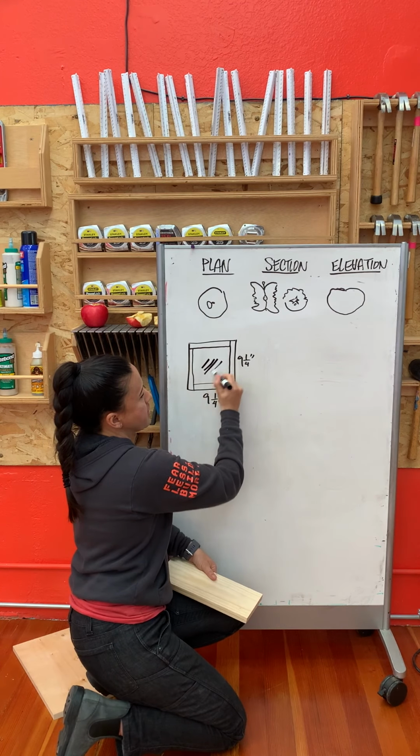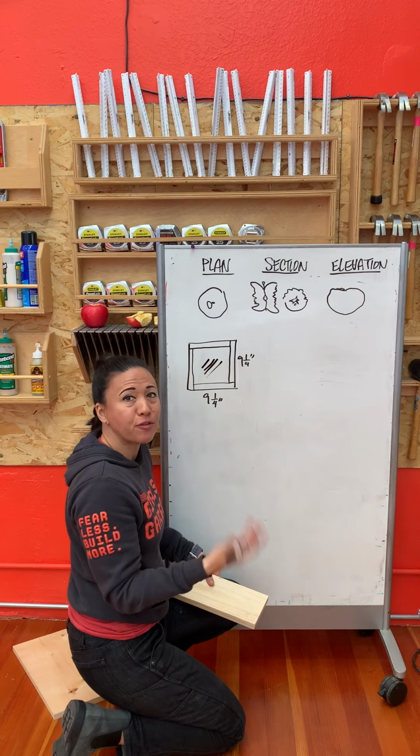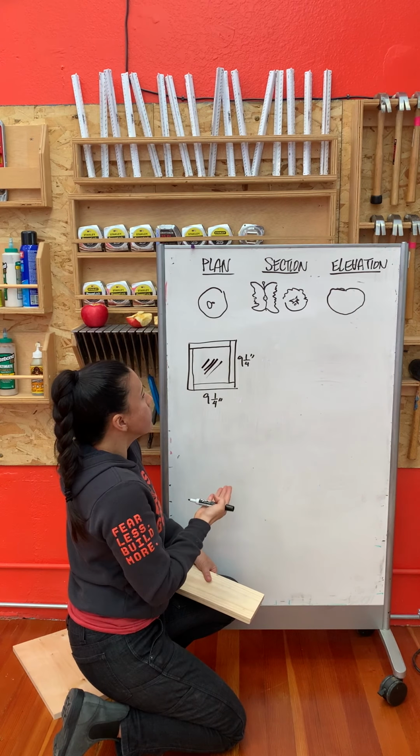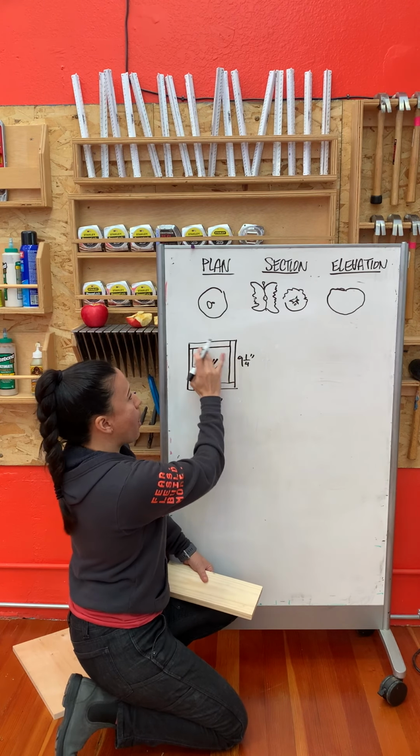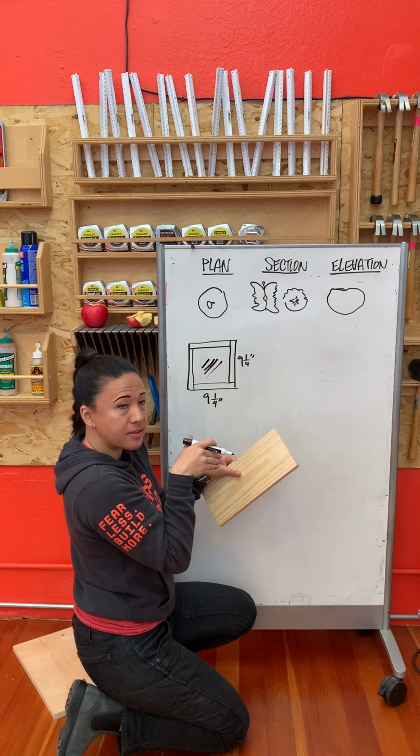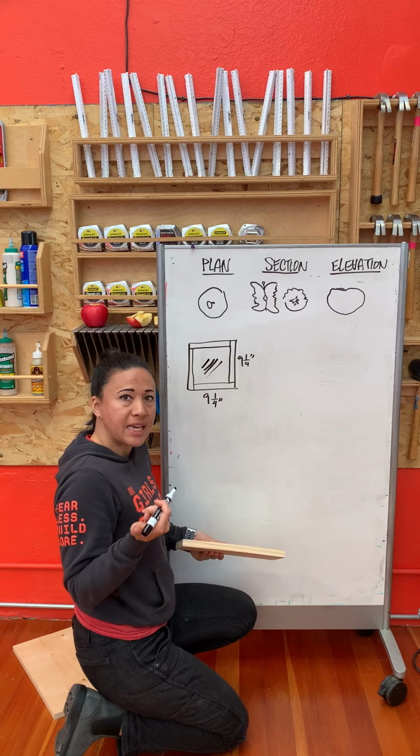Also, I'm going to just show that this is the bottom of my box here. It's not an empty frame, okay? So that's my plan. That's looking down at my box, showing the walls and how they meet, and then the bottom of the box. Easy.